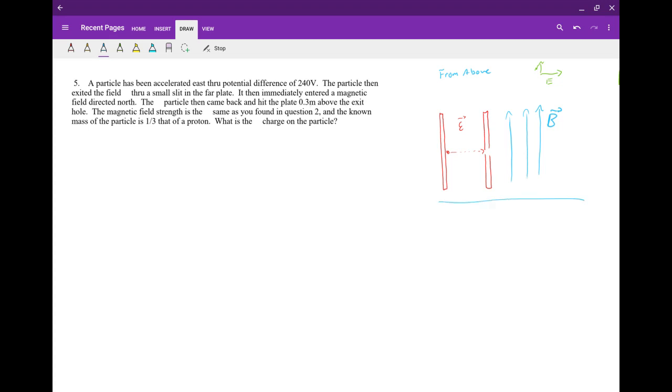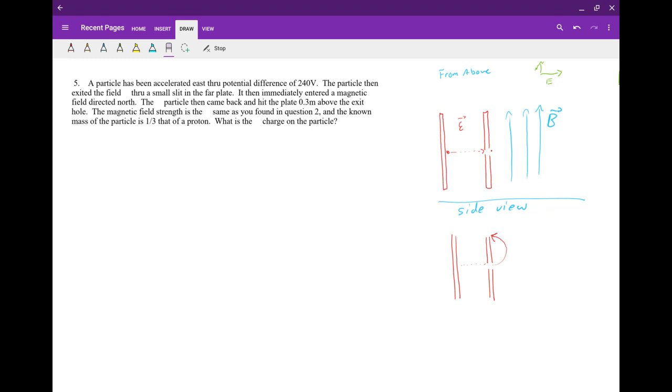Now I'm going to build a side view. We have the same thing here, but now from the side, and it comes out and goes up like this and hits. I can't really draw that from here because it comes out and then goes up and hits. That's the idea, because we've got some kind of magnetic field here that's pointed north.